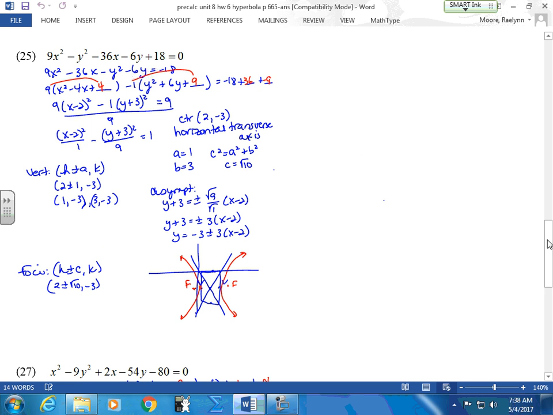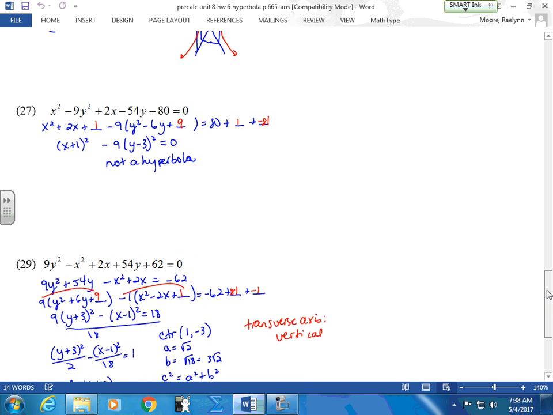Alright. And this is the last note too. This one is not a hyperbola. Because even though we start out with an x squared and a y squared and we have a negative in the middle, when we go to complete the square, again you're going to pull out your -9. When you go to complete your square, this piece over here adds up to 0. So there's no way I could get it to be equal to 1. So it's just not a hyperbola.